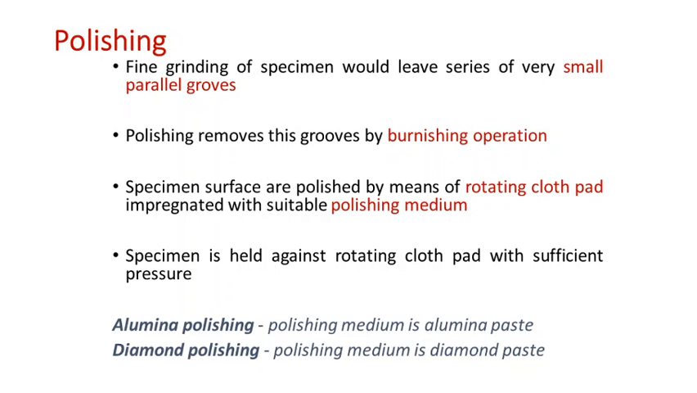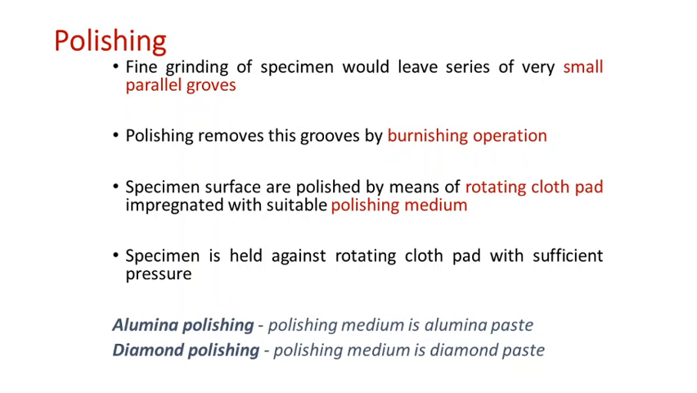Okay, in the case of alumina polishing, the polishing medium is actually an alumina paste. In the case of diamond polishing, it is actually a diamond paste. So what we are doing here is we will be rotating a clothed surface at a suitable RPM, and we will be pasting this alumina or the diamond polishing liquid over this particular surface. So it will be rotating at a higher RPM, and we will be positioning our sample over this rotating surface by a suitable mechanical pressure by using our hand or holding technique.